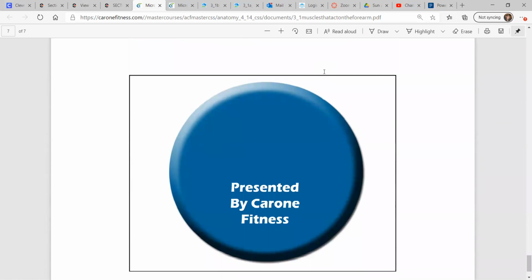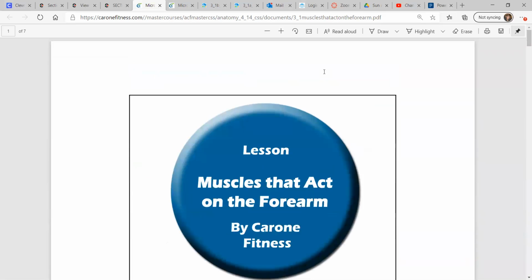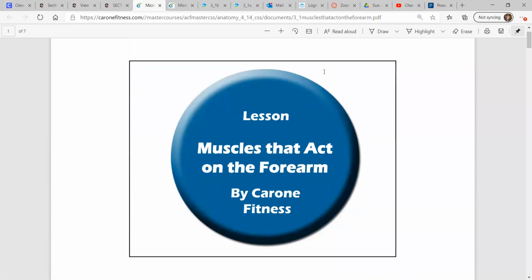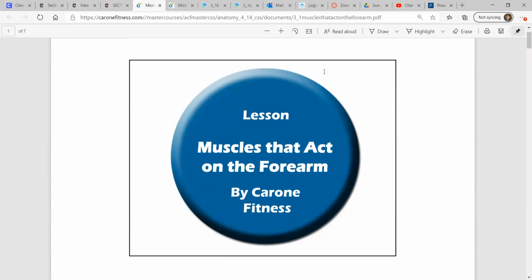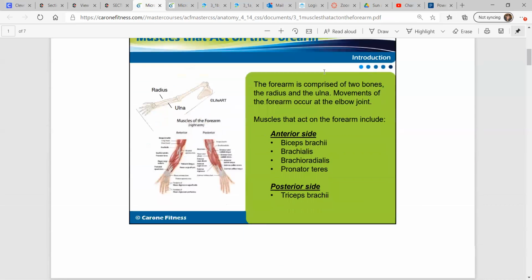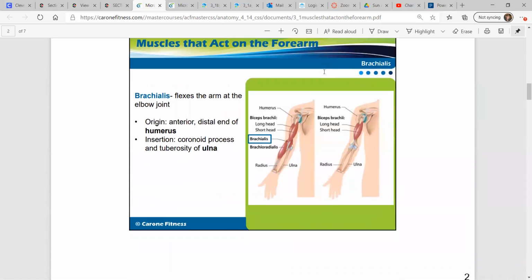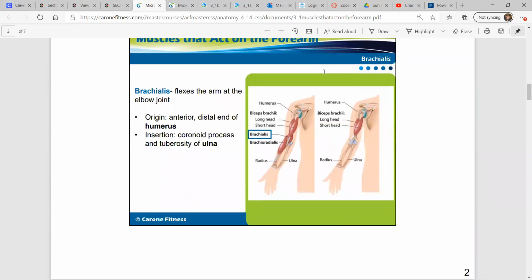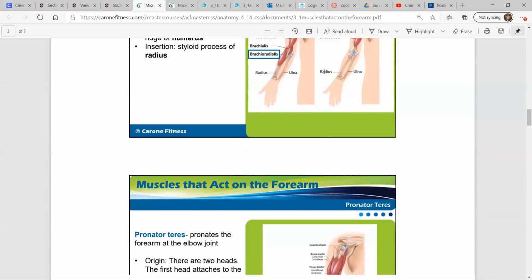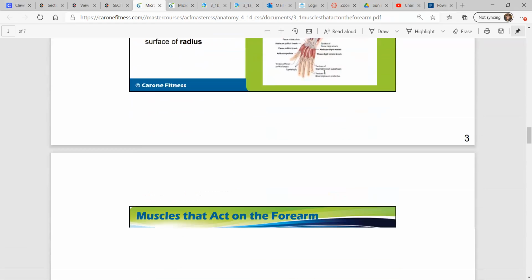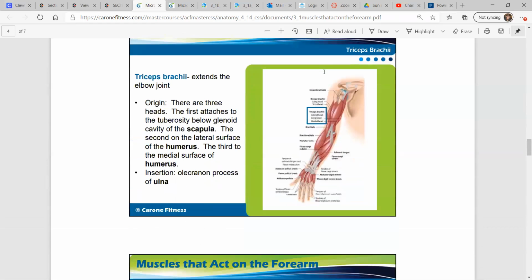And that's it for the forearm. So we talked about the upper arm, where things originate at the scapula, and then the insertion point would be the humerus. And then here, things are originating at the humerus, and then insertion points at the radius or the ulna, depending on the side of the arm.